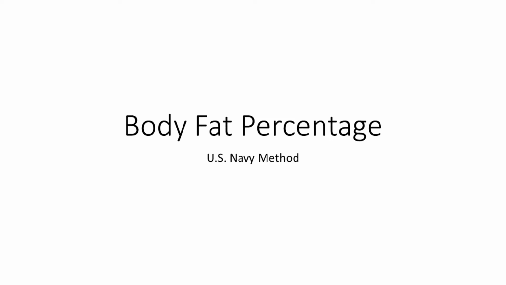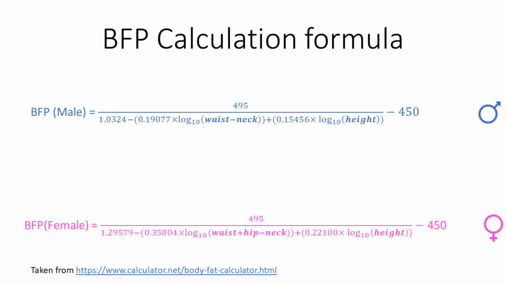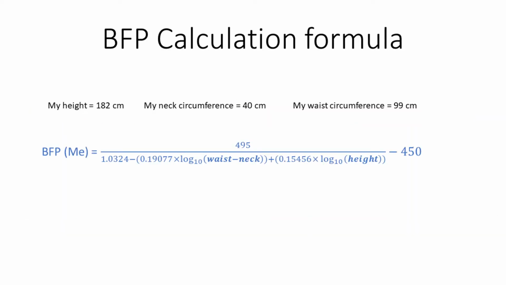So how does it work? Let's say I want to calculate my body fat percentage. I take the relevant formula, which is applicable to me, and I plug in the values that I have measured before in centimeters. As I plug in, I use my scientific calculator in order to arrive at the calculated value. According to this formula, my body fat percentage is 24.